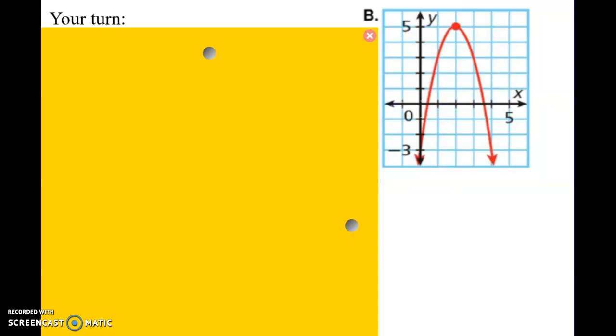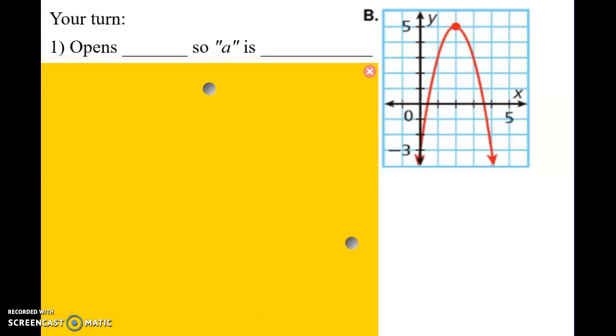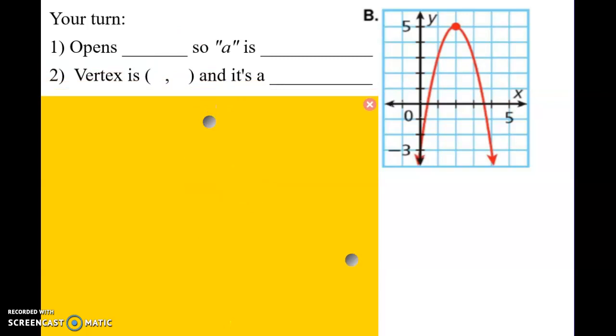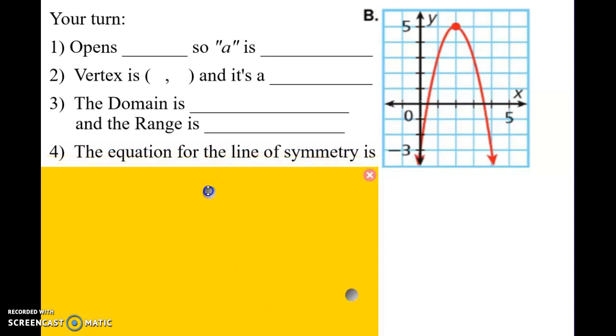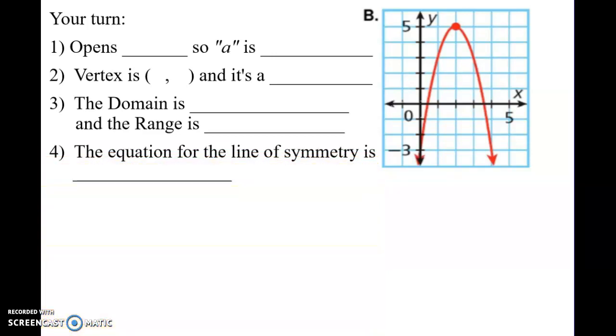Your turn. Take a look at this graph. First, second, tell me about the vertex. Third, the domain is and the range is. Make sure for the range that you're using mathematical symbols. And the equation for the line of symmetry is, remember, the line of symmetry is based on one of the coordinates from the vertex.